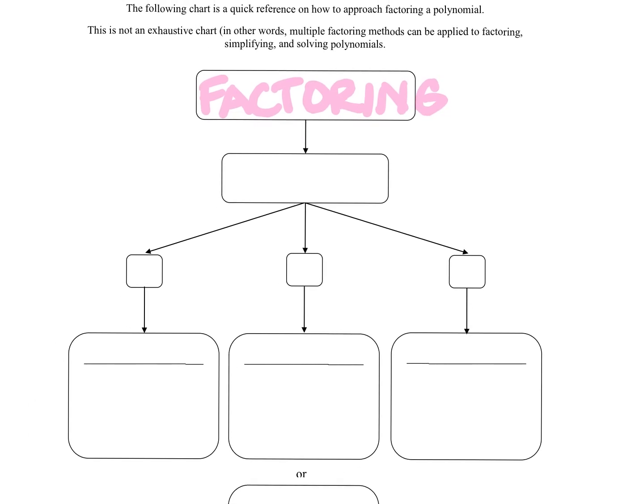So with factoring, you guys, the first thing that we always look for is, can we take out a GCF? I'm really going for fun fonts today, people. For example, let's say we had 5x cubed minus 25. Does that have a greatest common factor that I could factor out?